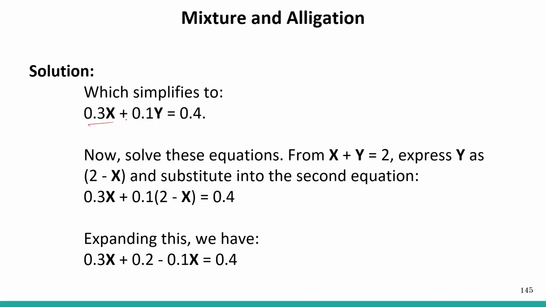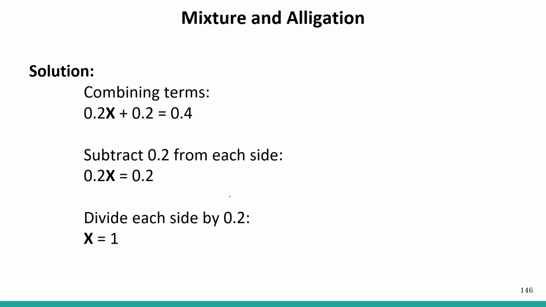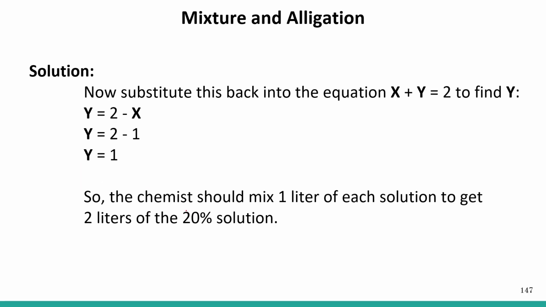Since 0.3x plus 0.1y is equal to this much, substituting the value of y as 2 minus x, we are left with this algebraic equation. So expanding this, 0.3x plus 0.2 minus 0.1x is equal to 0.4. So solving, 0.2x is equal to 0.2 will be the correct answer. So dividing each side by 0.2, we are left with x is equal to 1.